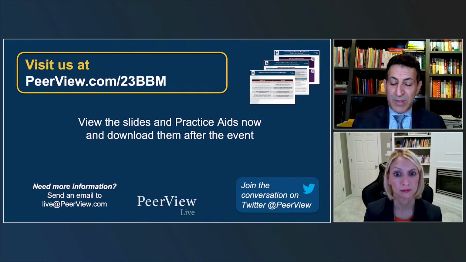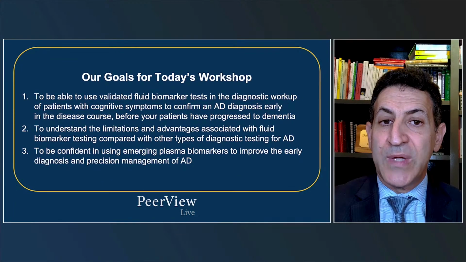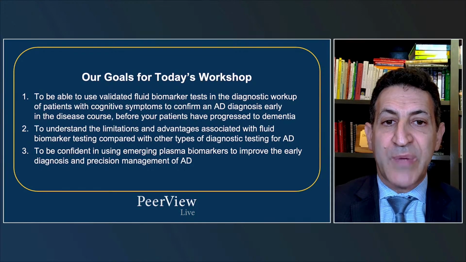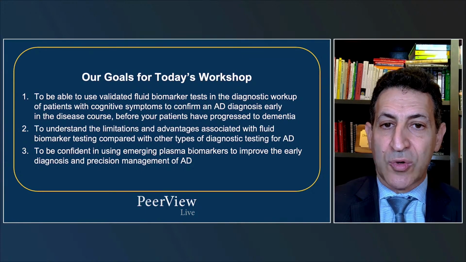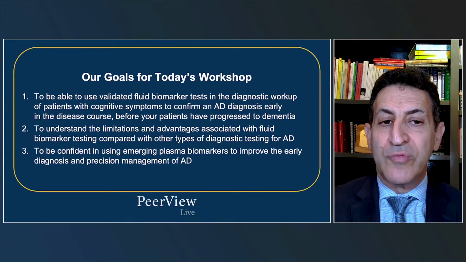The goal of today's workshop is to be able to use validated fluid biomarker tests in the diagnostic workup of patients with cognitive symptoms to confirm an AD diagnosis early in the disease course, before your patients have progressed to dementia. To understand the limitations and advantages associated with fluid biomarker testing compared with other types of diagnostic testing for Alzheimer's disease. And finally, to be confident in using emerging plasma biomarkers to improve the early diagnosis and precision management of Alzheimer's disease.